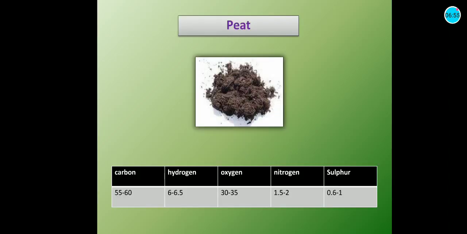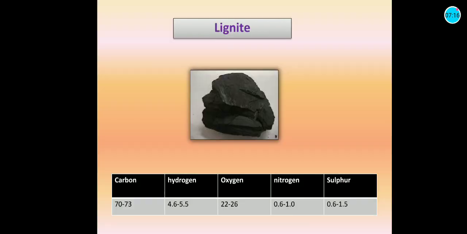Okay, then this is the peat content. Carbon percentage is 55 to 60, hydrogen percentage is 6 to 6.5, oxygen is 30 to 35, nitrogen is 1.5 to 2, then sulfur 0.6 to 1.